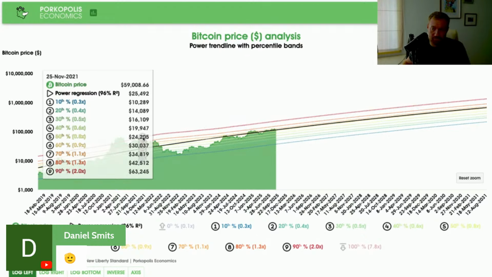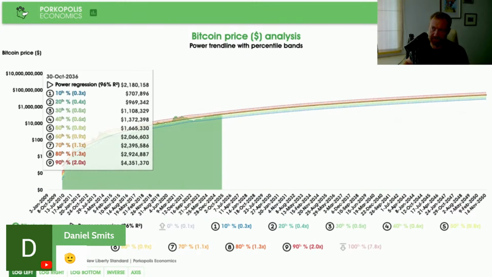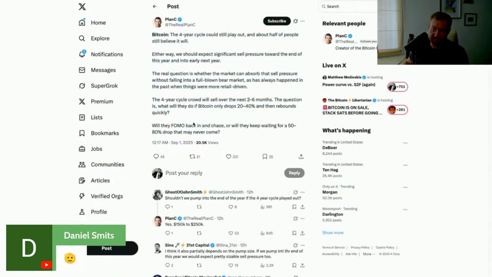So just trying to think of different ways to tweak our minds to not go crazy in the next 5 to 6 months. But this is a good point, right? This is a good thing to think about. What will they do if Bitcoin only drops 20 to 40% and then rebounds quickly? All right, you think about that.